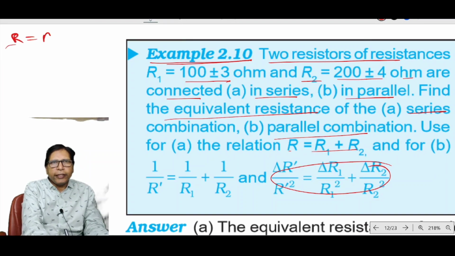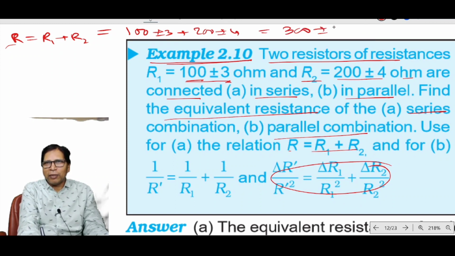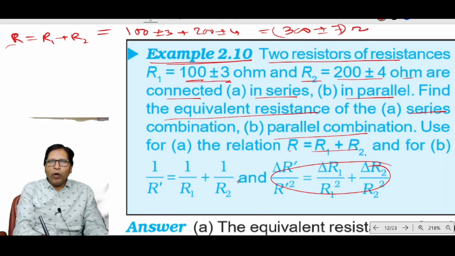R equals R1 plus R2. Now what is R1? This is 100 plus or minus 3. What is R2? This is 200 plus or minus 4. So this is 300 plus or minus 7 ohm. Okay, no problem.